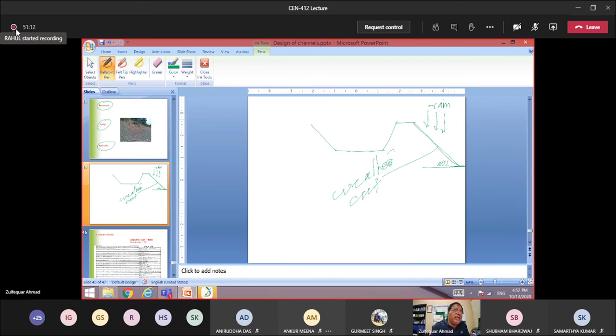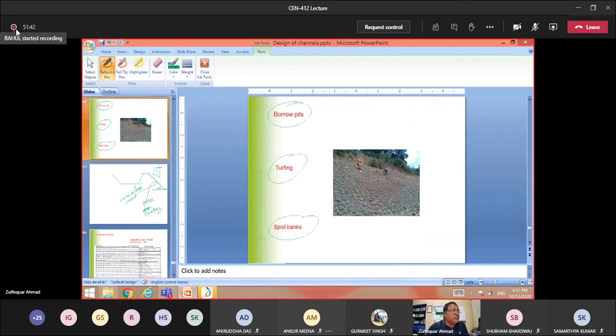Then what is done here is that grass is grown. This grass that we are calling turfing is a special type of grass which has dense roots, so that the water, the precipitation, I mean the rainfall, should not cut this. So turfing is done, and you can see this in the photograph. Could you see the photograph here? This turfing is being done.